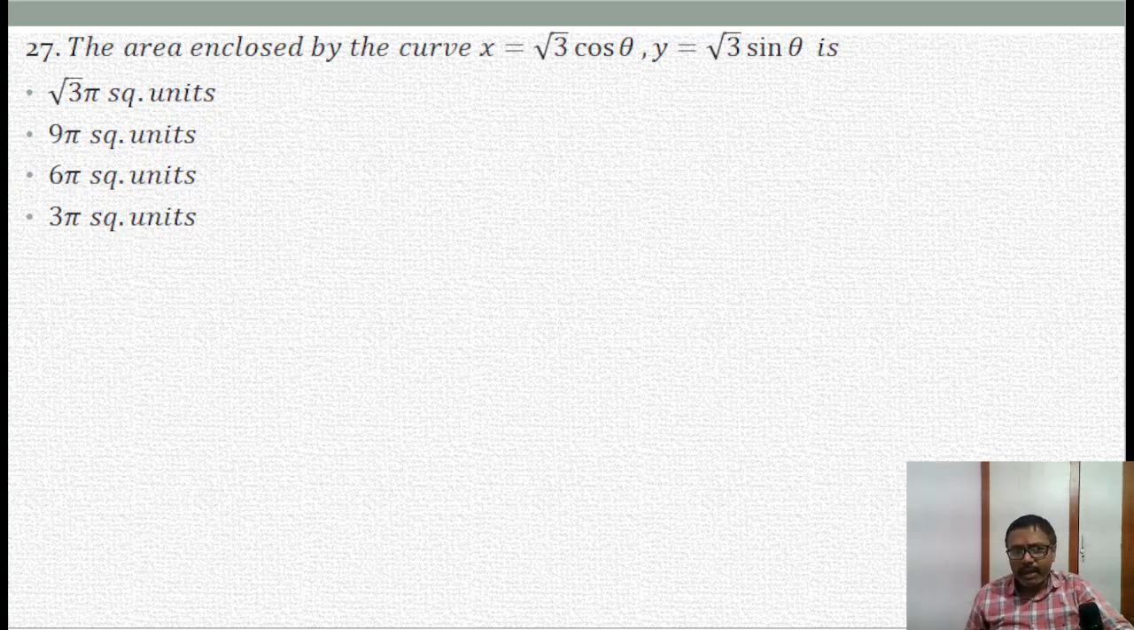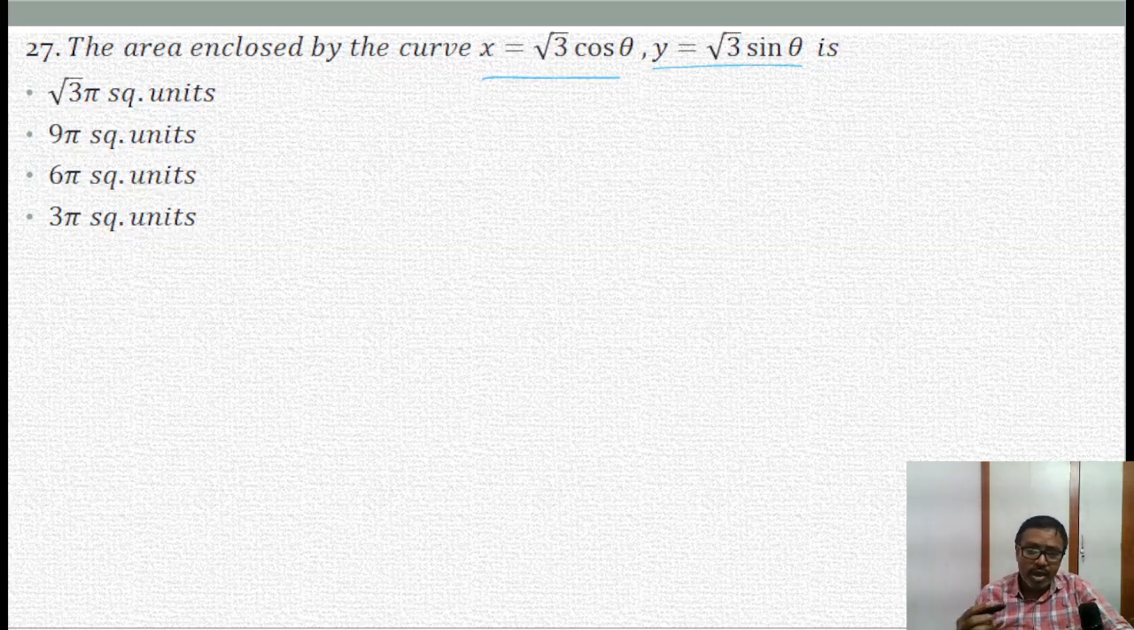The area enclosed by the curve x is equal to 3 cos theta, y is equal to root 3 sin theta. Now a parametric function is given. Whenever parametric functions are given, write the function in only x and y if it is possible. Actually it is possible to write. Let's see how we can eliminate theta from these two equations. In one equation you have cos theta, in one more equation you have sin theta. Identity, we know what is the identity, sin square theta plus cos square theta is 1.